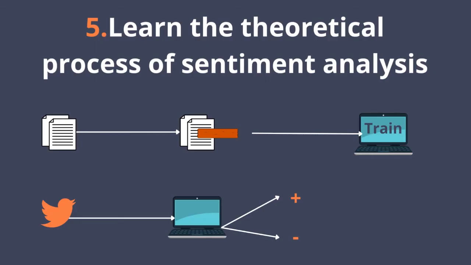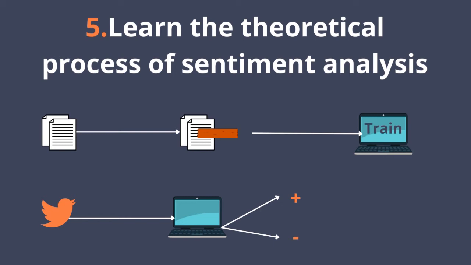Number 5, learn the theoretical process of sentiment analysis. In sentiment analysis, first, we have to find a data set. It could be a lot of tweets, for example. Secondly, we have to label those tweets. The labels are positive, negative, or neutral. After that, we give the labeled data to an AI algorithm to train with it. In the process of training, the algorithm will learn what are the positive, negative and neutral tweets. It will extract many features to find out which are the positives and which are the negatives.